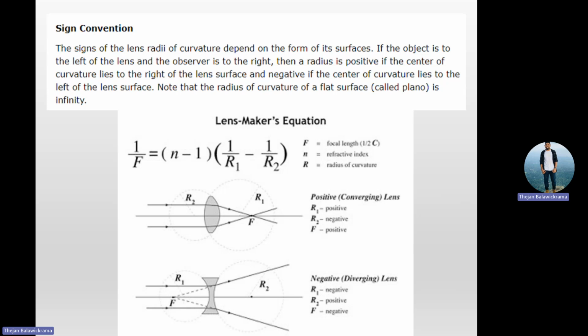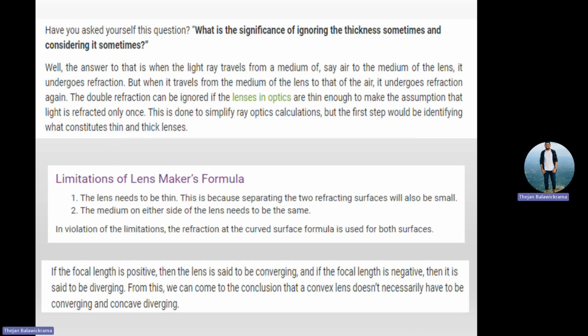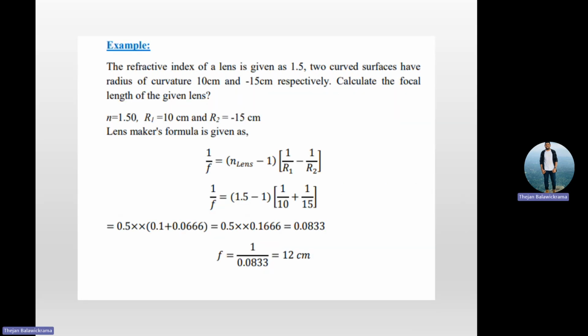Done. ඔන්න ගණනක් බලමු. Okay, example 1. Refractive index of a lens is given as 1.5, normal glass. Two curved surfaces have radius of curvature 10 and minus 50. Calculate the focal length of the given lens. කෙලින්ම දැන් මෙහෙම දීලා දෙනකොට කොහොමද?